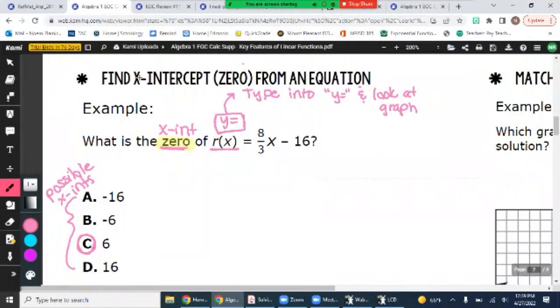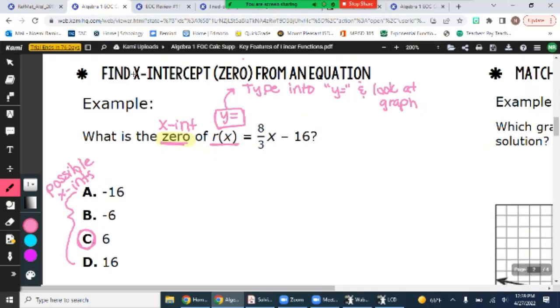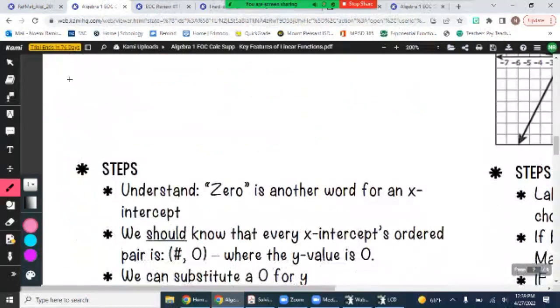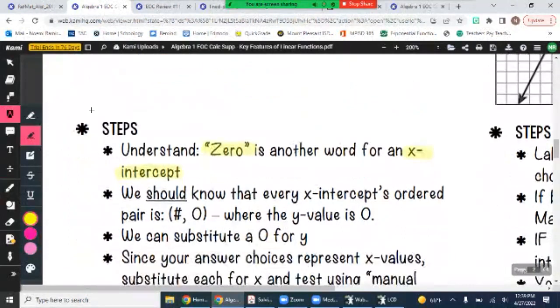Now, let's say, for example, this equation is not solved for y. Let's just pretend it's not solved for y. A lot of us, I want to say a good 50% of us, are still not good at solving for y. So we're going to do it the other way as well. 0 is an x-intercept. What should we know about x-intercepts? The y value is 0. With any x-intercept, the y value will be 0. I can pick any point on the x-axis, the y value will be 0.